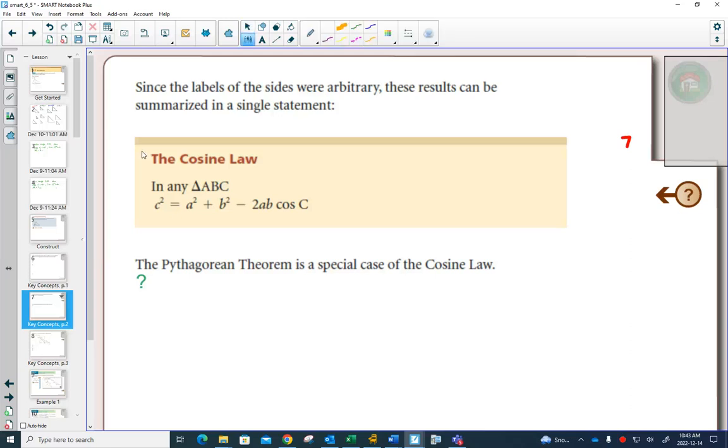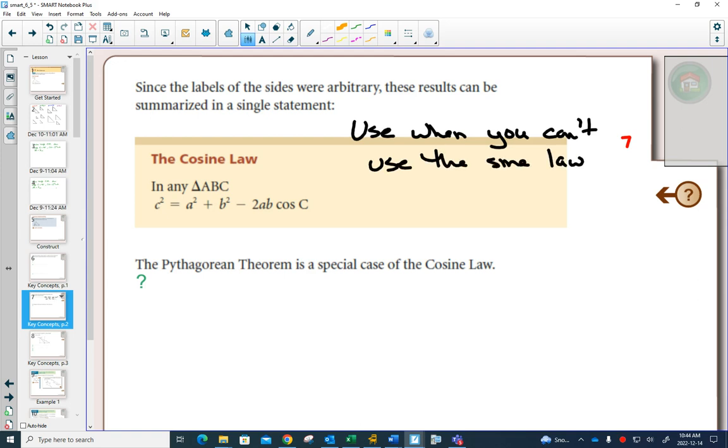The very simple way to decide when I should use my cosine law is to use it when you can't use the sine law. That's the simple rule. When should I use my cosine law? Well, always look if you can use your sine law first. And when can you use your sine law?